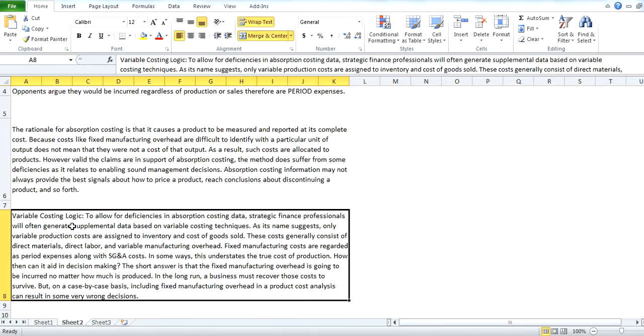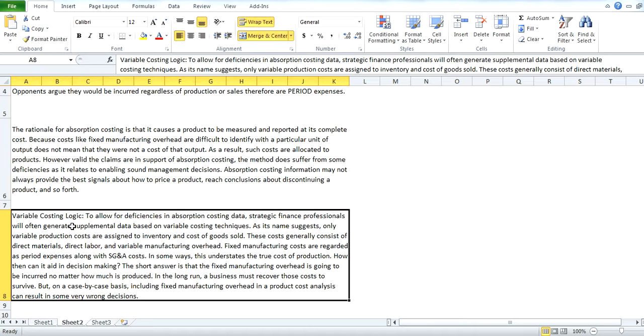The variable costing logic is to allow for deficiencies in absorption costing data. Strategic finance professionals will often generate supplemental data based on variable costing techniques. So you start with the absorption costing, and then you start to apply the variable costing logic to it to extract this variable cost component to get a different picture of your production costs.